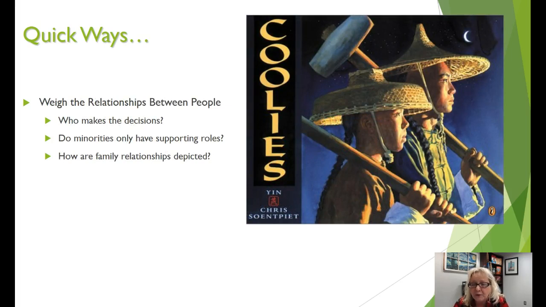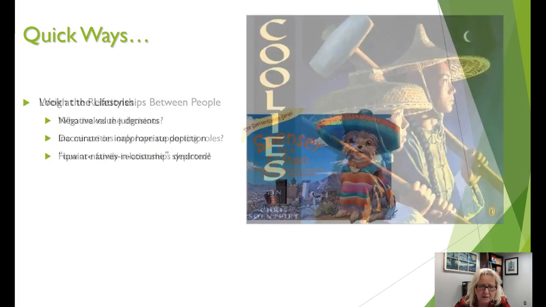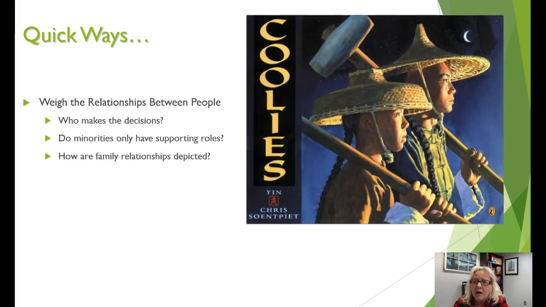On the other hand, this book Coolies is a gorgeous representation, and it not only reflects costumes, not even costumes, quaint, this is a costume. This is actually what they would wear. It's about the Chinese immigrants coming over. These are brothers that are depicted on the cover, coming over to work on the transatlantic railroad in the late 1800s. And the depictions of their life are gorgeous.